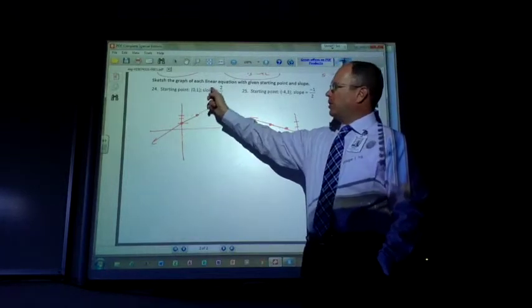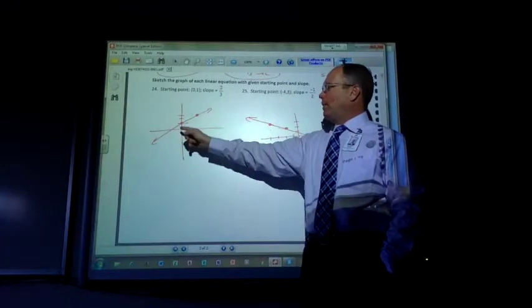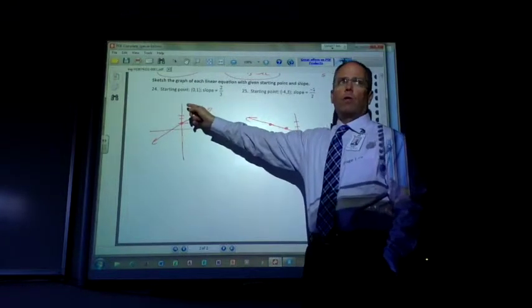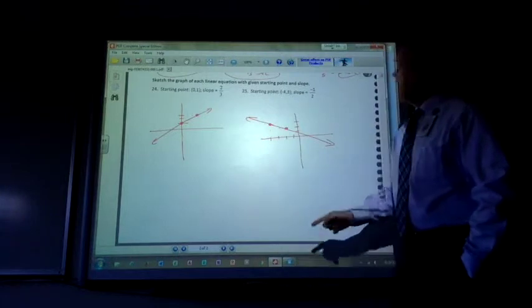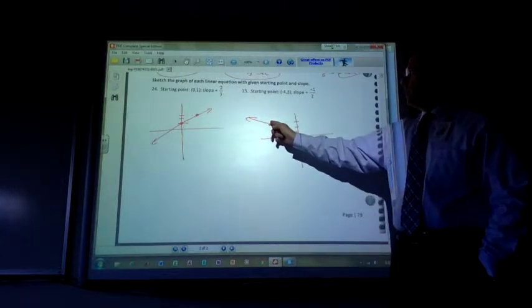And again, I found it because I used the slope from the existing point. From the existing point, it's 2 over 3. That means it goes up 2. Remember, you go vertical first, and right 3. On this one, (-4, 3). So (-4, 3) is right here.